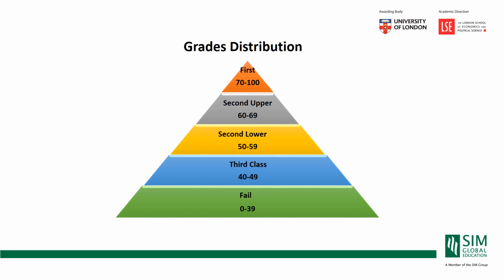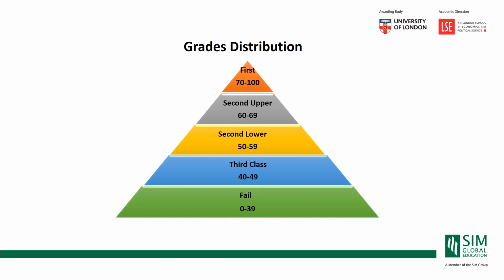Then more students are awarded second upper classification, typically ranging between 10 to 20%, and then more are given second lower, and third class will be more than second lower. On average, there will be around 15 to 25% of students who will not be able to pass the paper.